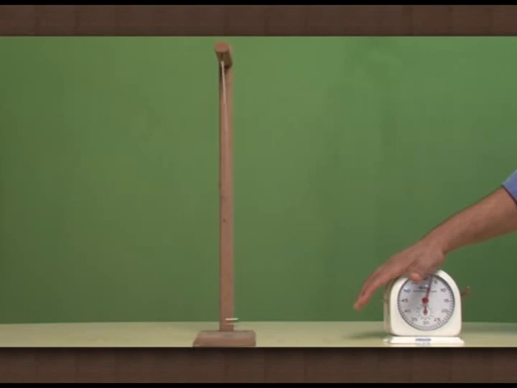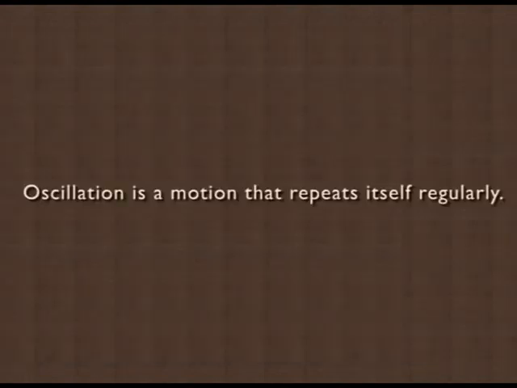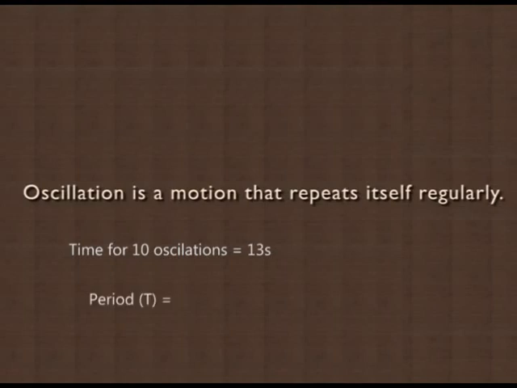1, 2, 3, 4, 5, 6, 7, 8, 9, and 10. Oscillation is a motion that repeats itself regularly. So it took 13 seconds to complete 10 oscillations. So the period t is equal to 13 over 10, which is equal to 1.3 seconds.